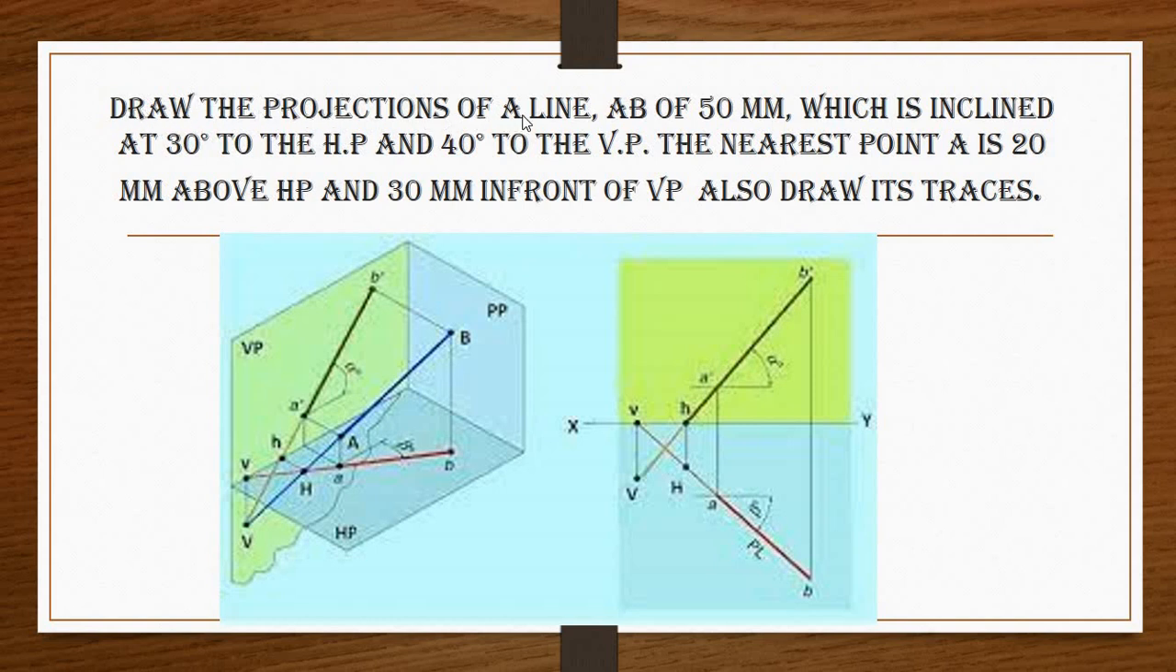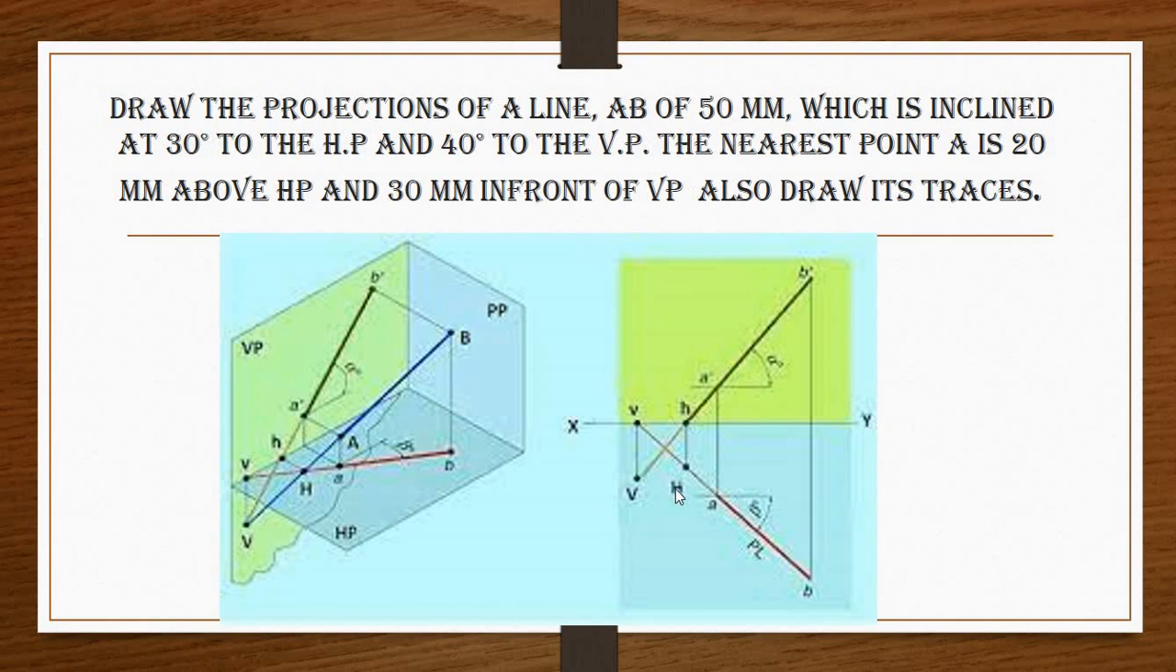Draw the projections of a line AB of 50 mm which is inclined at 30 degrees to the HP and 40 degrees to the VP. The nearest point A is 20 mm above HP and 30 mm in front of VP. Also draw its traces. This is the question.